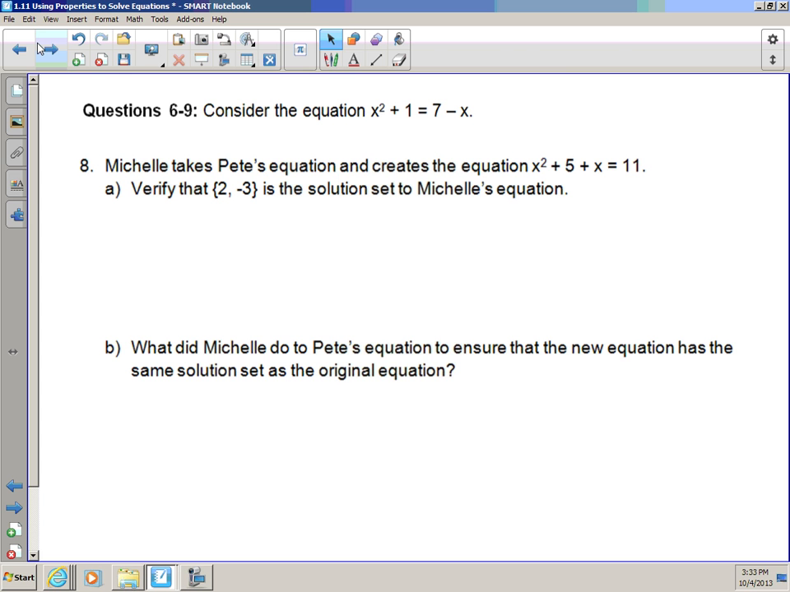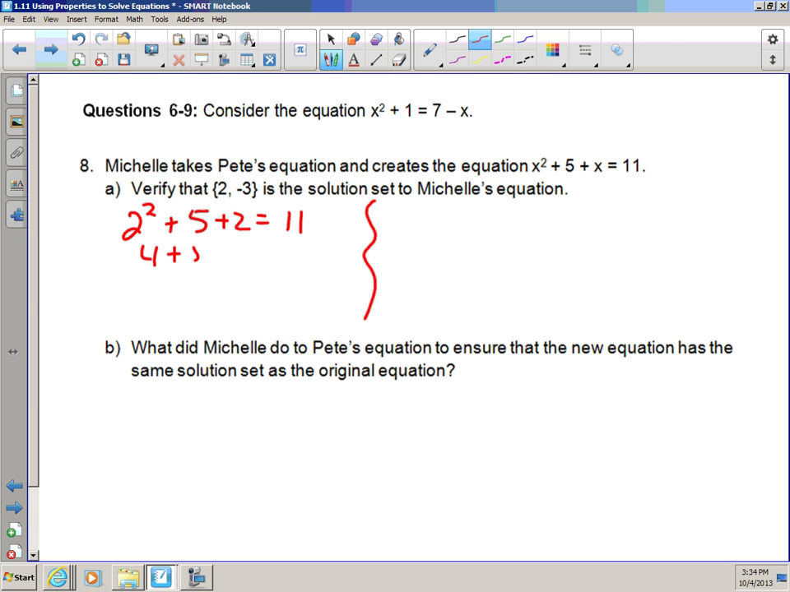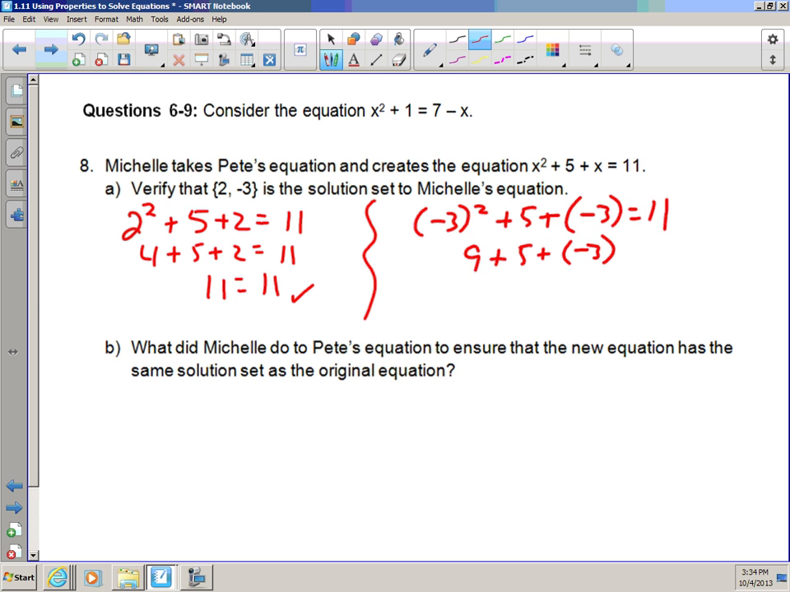Now we go to the next scenario where Pete's equation is adjusted by Michelle. And she still says that 2, negative 3 is a solution. Again, yes, 2 works. And negative 3 works.